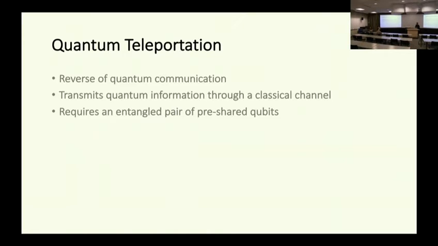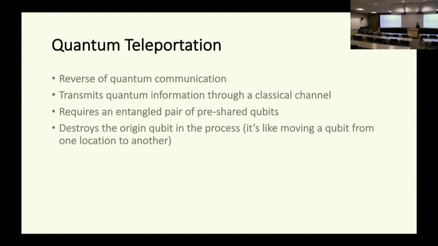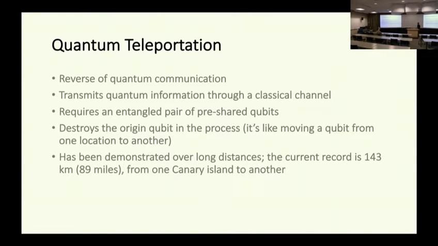So you basically have an entangled pair of pre-shared qubits, and you essentially send the information from one to the other. And in doing so, your original qubit is destroyed. This has actually been demonstrated over quite long distances. I think from the mainland to the Canary Islands, hundreds of kilometers. Yeah. So they can do this. In fact, the Chinese are trying to do this between ground and a satellite up in space.